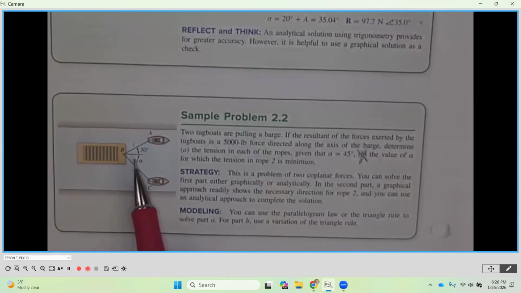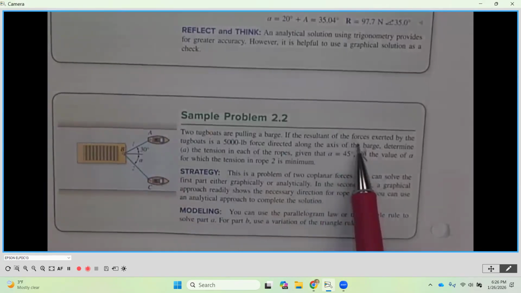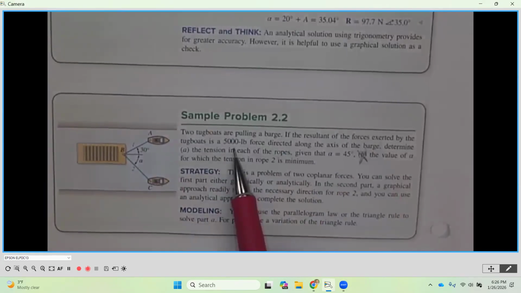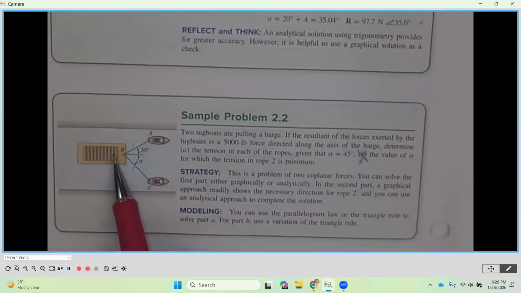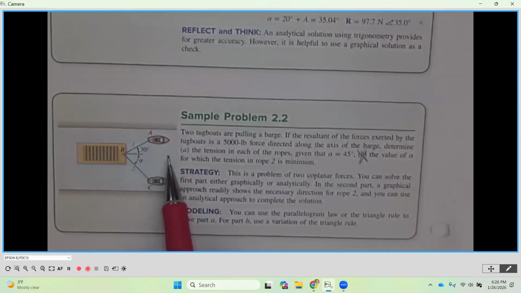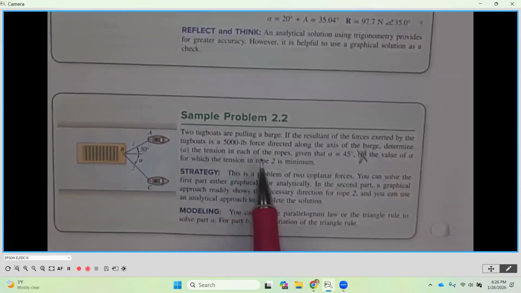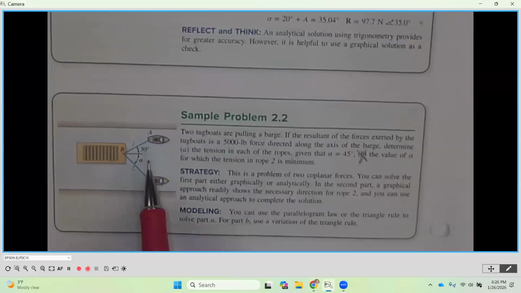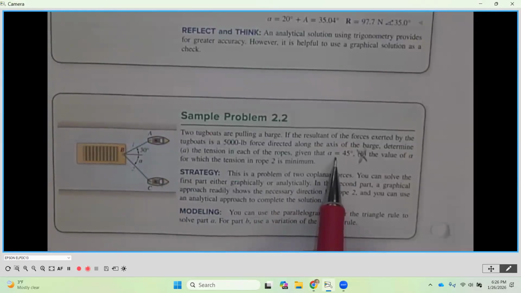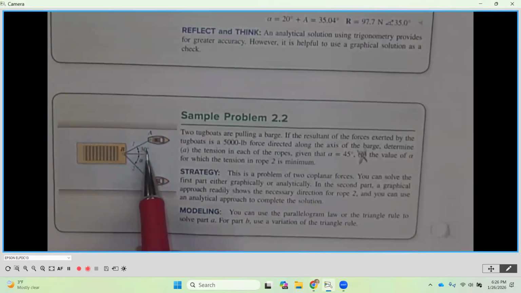So here's the barge right here. And we've got two tugboats. All right. If the resultant forces exerted on the tugboats is 5,000 pounds directed along the axis of the barge. So the axis of the barge is horizontally, okay, along here. Determine the tension in each one of the ropes going to each one of the barges, okay? And then they're saying that alpha is 45 degrees, okay? So there's 30 degrees here up to A from horizontal, and then alpha is 45.